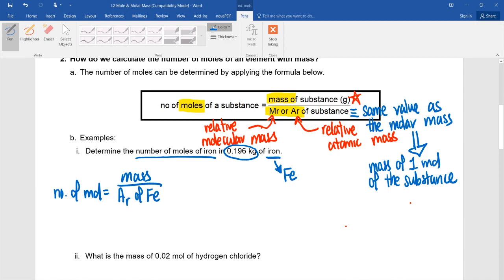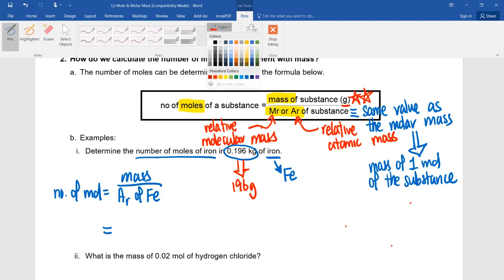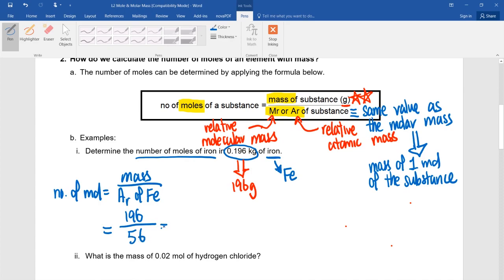So what is the meaning of that? Basically, it tells you the mass in this case is 0.196 kilograms. Let's first change it to the unit that we want. If you recall, I mentioned that the unit must be in grams. So if I change 0.196 kilograms to grams, I will end up with 196 grams. So therefore, the mass is 196 grams, and the AR I found just now was 56. By doing this, I can find out the number of moles of iron that was present inside this 0.196 kilograms of iron.